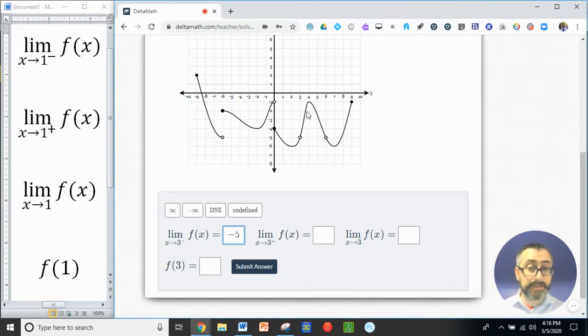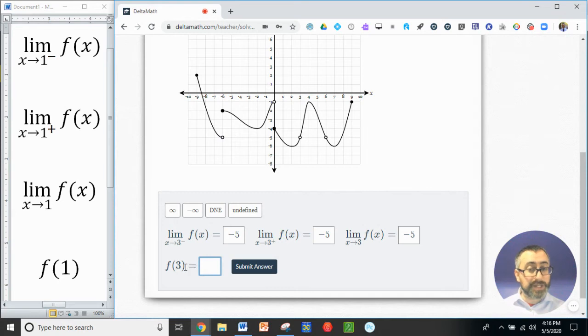As we're approaching from the right, again, it looks like we approach -5. Since these two match, we can say that the limit does exist, and it's -5.